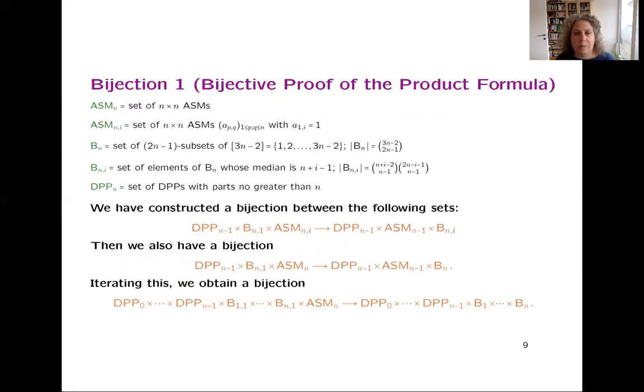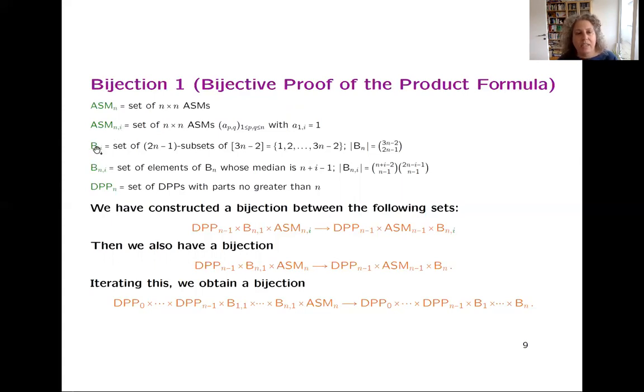So our first bijection gives a bijective proof of the product formula. And in order to explain what it does, I need to define some sets. So ASM_n is the set of n times n alternating sign matrices. Then we consider a refinement. So it's not hard to see that an alternating sign matrix always has a unique 1 in the top row. And now we fix this 1 to be in column i.